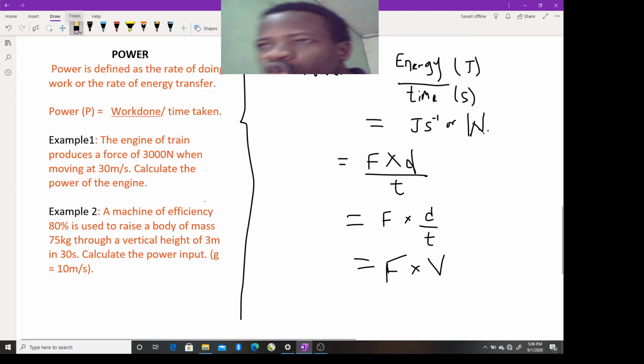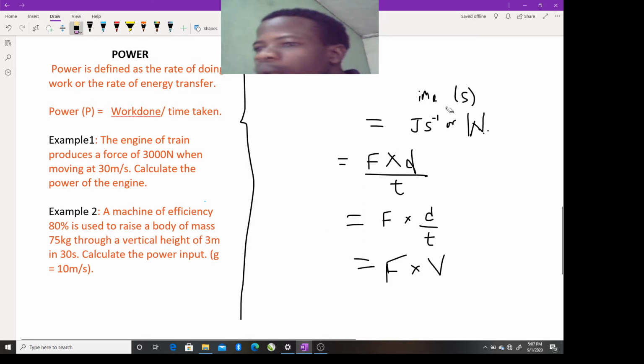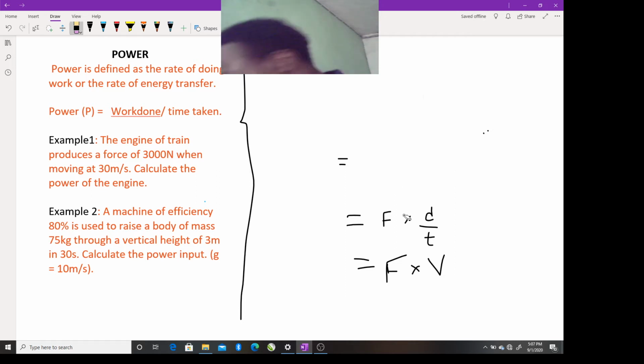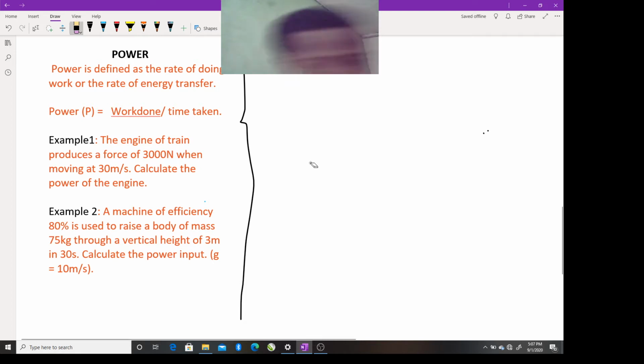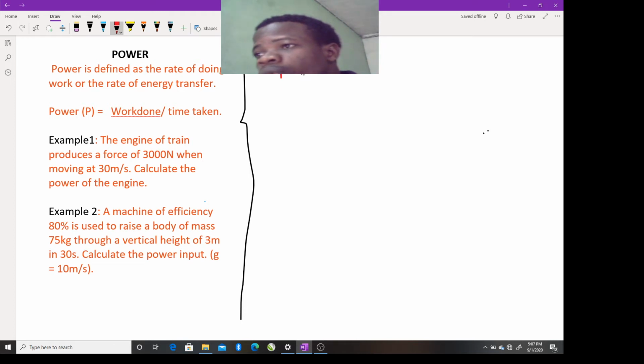Let's solve our examples quickly. Let's start with example 1. Okay, I intend to give some other formulas for power. If you are dealing with power, you can deal with it in different forms. What are the forms? Power can be equal to the energy, F times distance over the time taken. Power can also be equal to your work done over time taken. It can also be equal to QV over T. Where do I get QV?